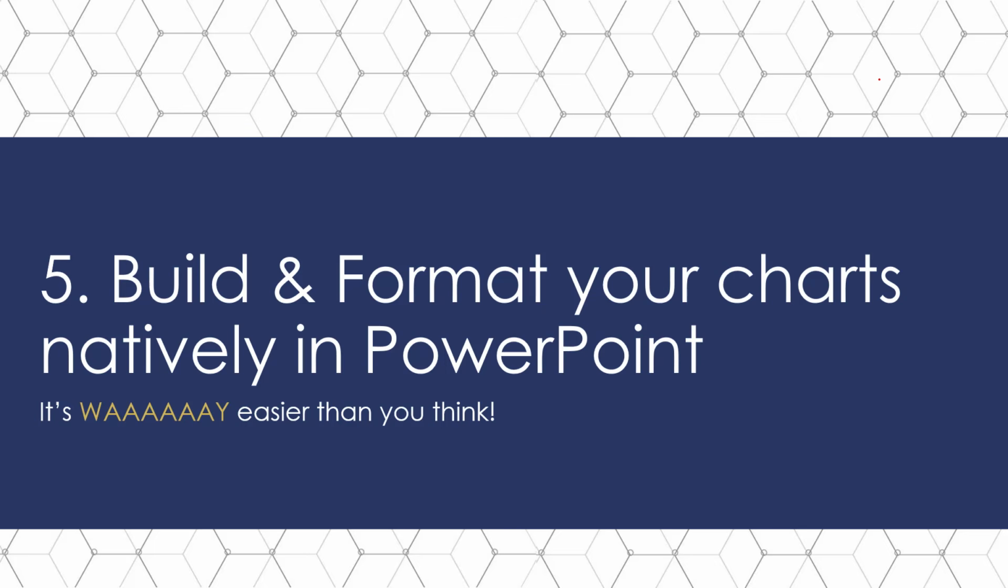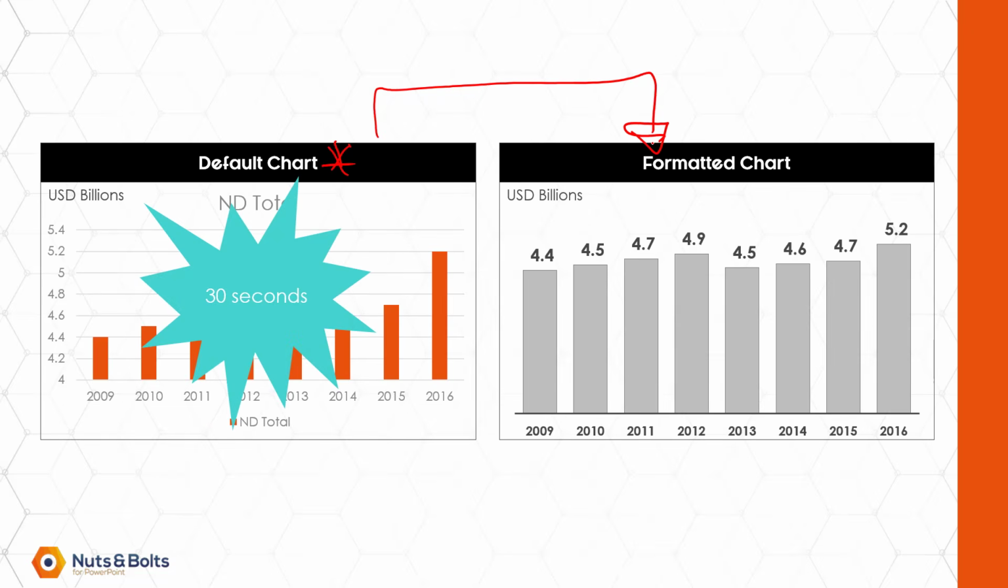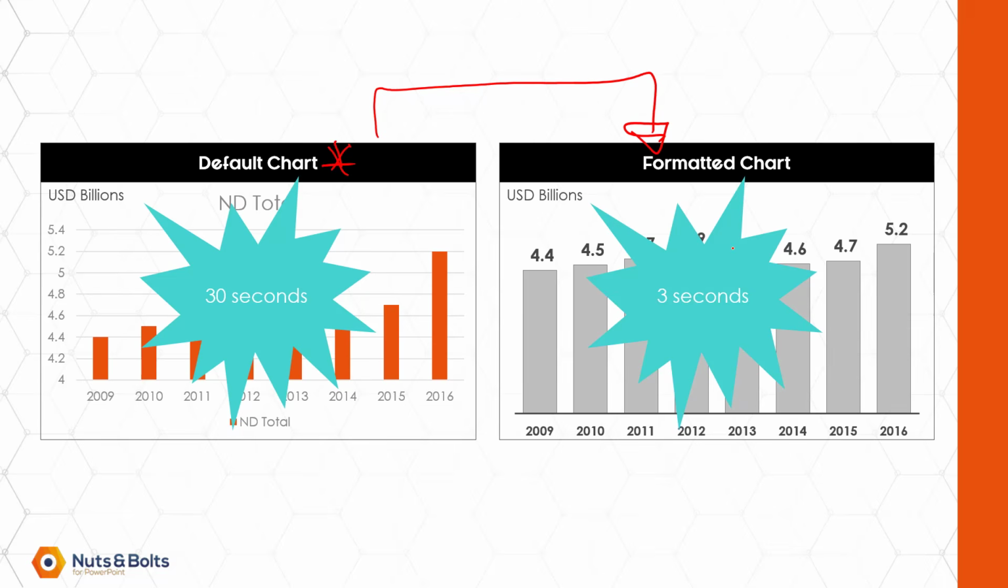Now, when it comes to building and formatting your charts natively in PowerPoint, this is way easier than you think, and probably the best charting trick that most people don't know about. And the thing here is, if you take this default chart in PowerPoint and you format it to look like this, if you know all of the tips and tricks and shortcuts, it could take you 30 seconds, which is super fast. But once you've formatted a chart, it should take you about 3 seconds to reapply that formatting to any other chart in your presentation.